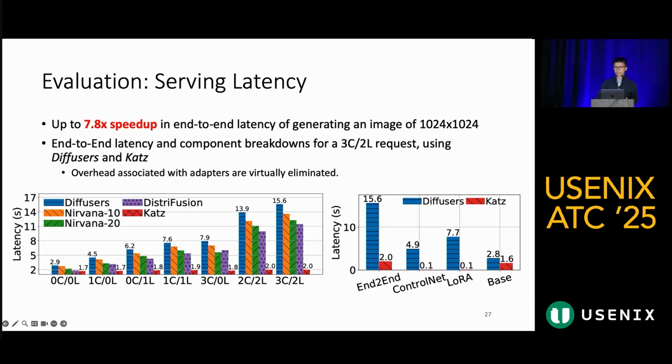So here are the results in terms of serving latency. We measure the serving latency of generating an image with different adapter settings. In the left figure, we can see that compared to the baselines, Katz can achieve up to 7.8 times speedup. And in the right figure, we show the latency breakdown, where we can see that Katz can effectively eliminate the loading and computation overhead of the adapters.